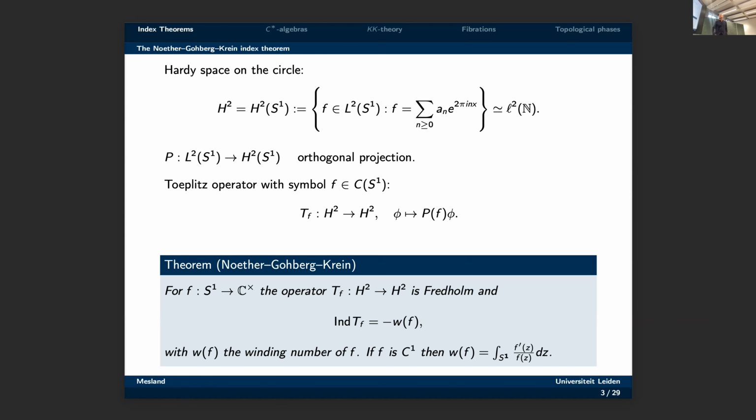Now, going a little deeper into this example of the shift operator, or shift type operators. On the circle, you can look at, under Fourier transform, the so-called Hardy space, which are functions that have only non-zero positive Fourier coefficients. And of course, that space is under Fourier transform isomorphic to L2 of n. And there is an orthogonal projection operator, as there always is in Hilbert spaces. Now, if I take some function f in the circle algebra that we've seen in the previous talk, then we know that the circle algebra acts on this L2 space by multiplication, and as such it acts as a bounded operator, but it does not preserve this subspace.